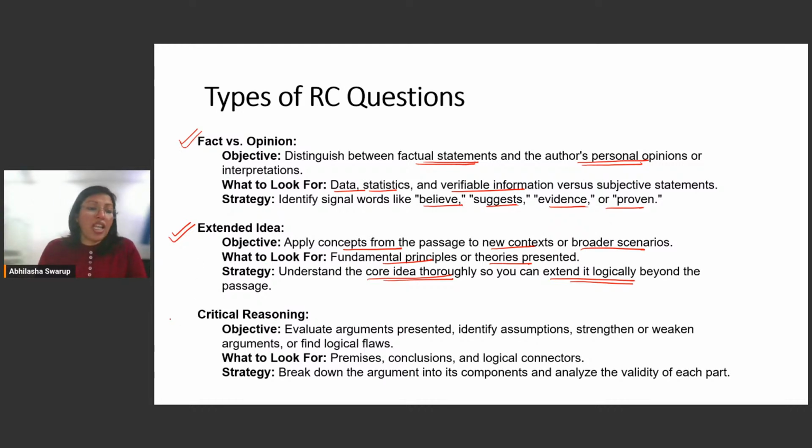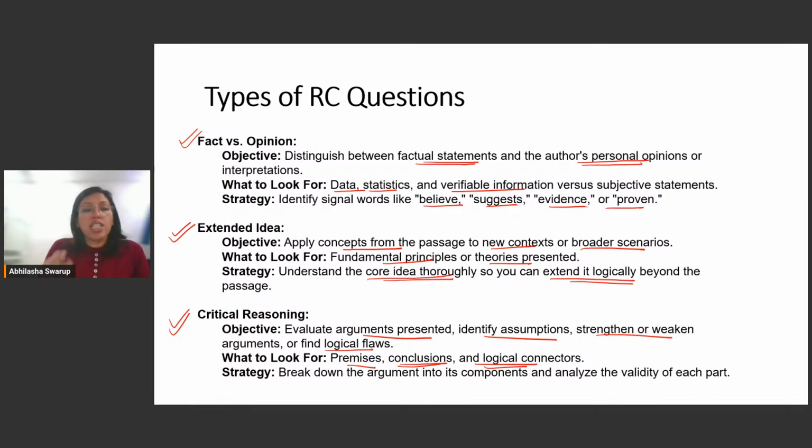And then, of course, the last type is critical reasoning, where you evaluate the arguments presented, identify assumptions, strengthen or weaken the arguments, and find logical flaws. What do you look for? Look for the premise of the author, his conclusion or claim, and the conjunctions. Then break down this argument into its components and try to understand what he's trying to say, how you can strengthen it, weaken it, and how you identify the assumption.